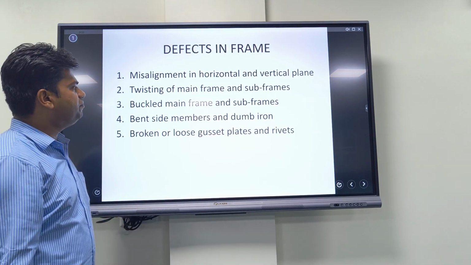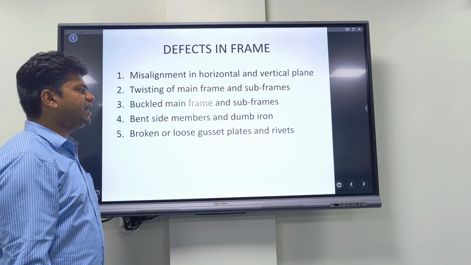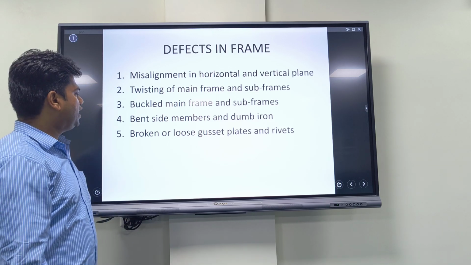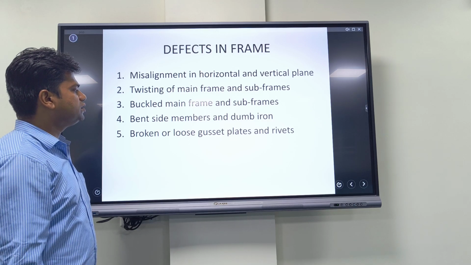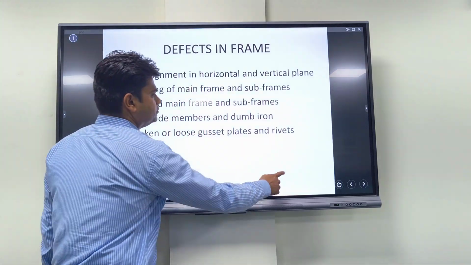Third one is buckled main frame and subframe. Fourth one is bent side members and dump iron. And fifth one is broken or lost gusset plates and rings. Next slide.